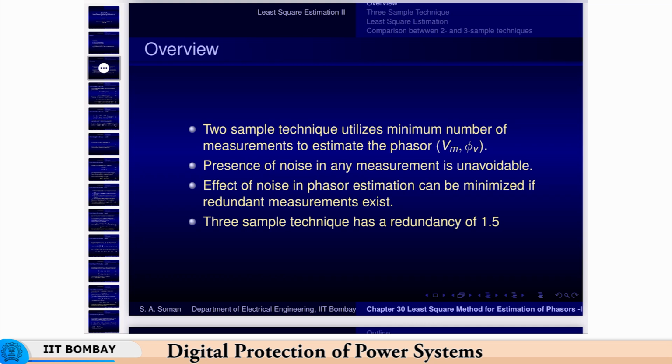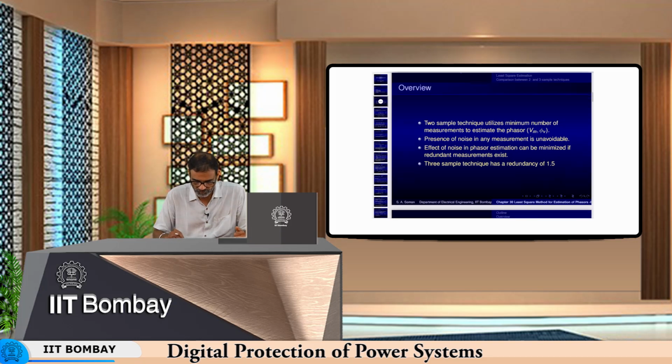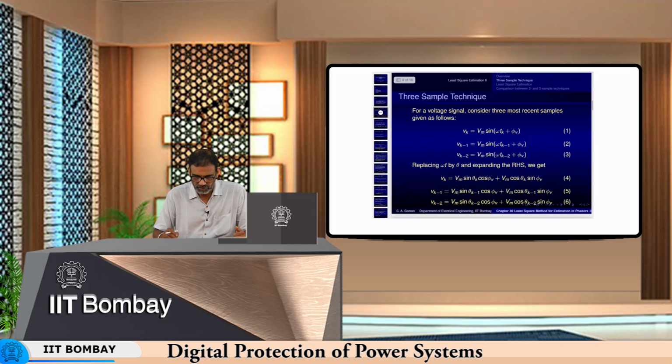Now the effect of noise, however, we can minimize by increasing the number of measurements, in other words, by increasing the redundancy. So, now after 2 sample, we are going for a 3 sample technique, in which case the redundancy will be 3 by 2, which is 1.5. Now here we extend the number of measurements. We will briefly see this.